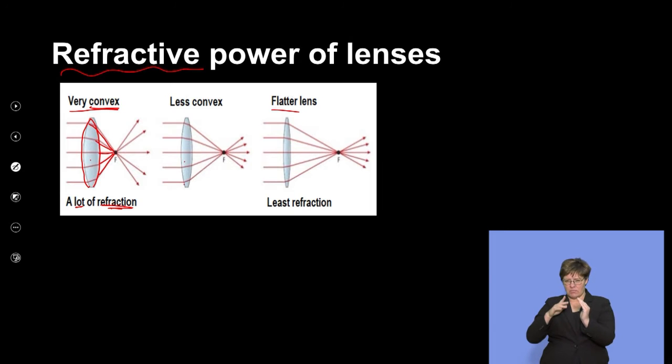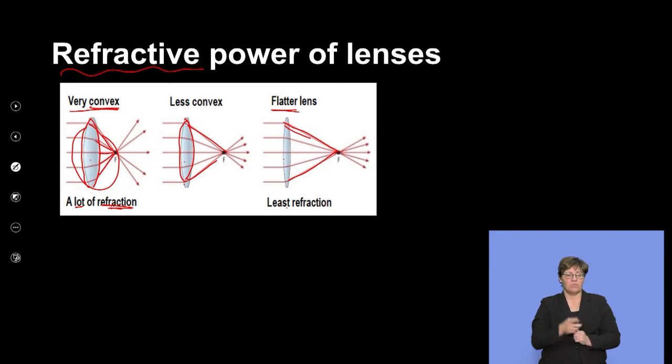This one, the breaking is a bit less because this one is less round or less convex. And this flatter lens here, look how much it's refracting the light. Not a lot, eh? So it's not bending the light a lot. So the flatter the lens, the less refraction. The rounder the lens, the more refraction. That is a concept that if you understand that, accommodation will not be difficult for you.